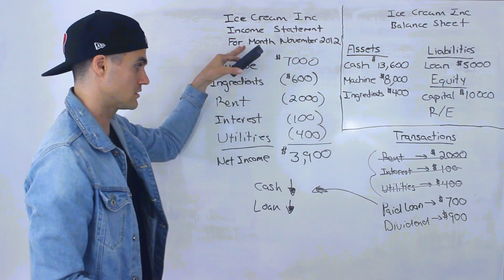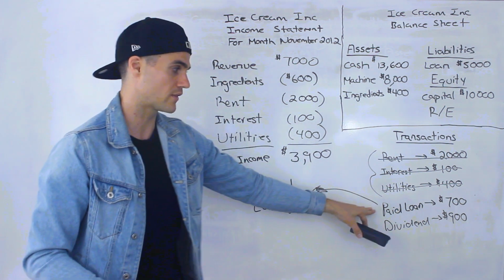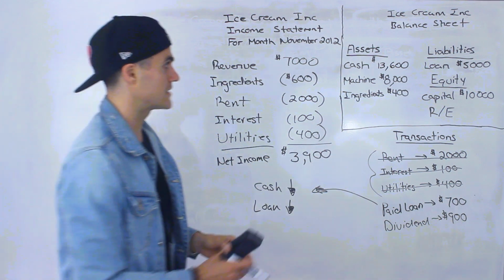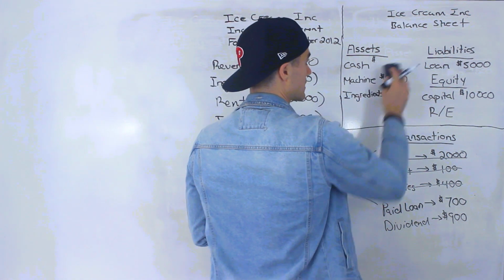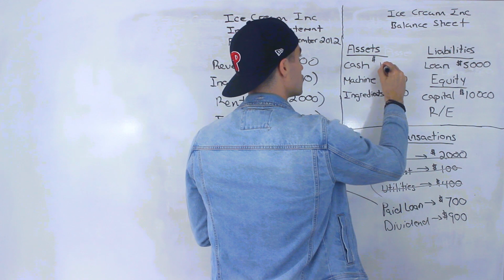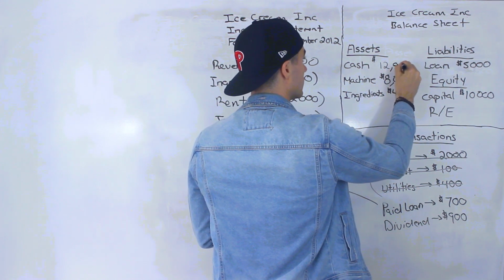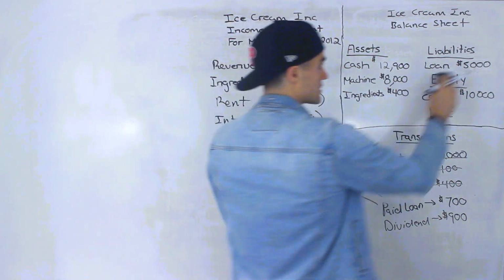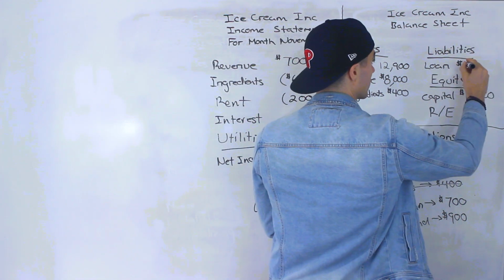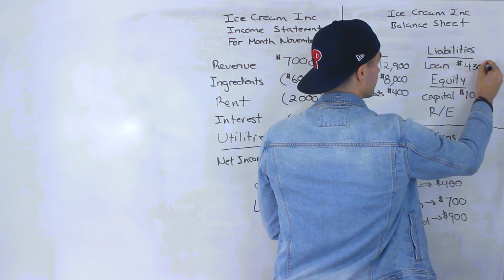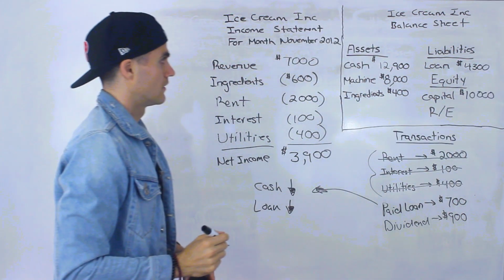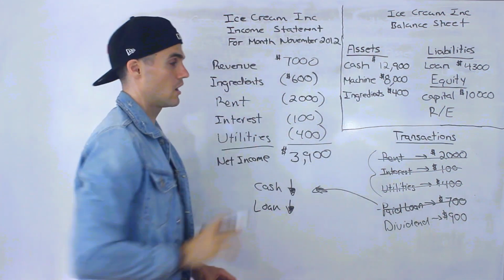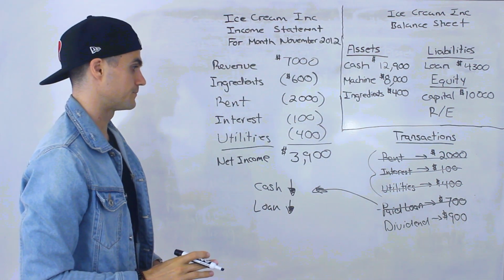So again, as I mentioned, nothing goes on the income statement with this transaction. The income statement is not affected. So the cash is going to go down by 700. So it's going to go from 13,600 to 12,900. And then this loan is going to go down by 700. So from 5,000 to 4,300. Right? So this transaction was only on the balance sheet.